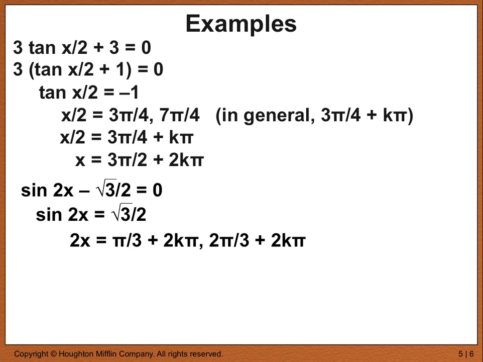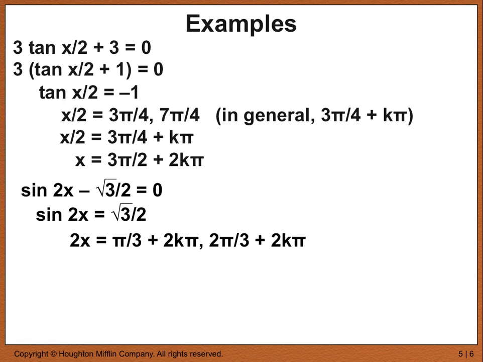2x equals pi over 3 plus 2k pi, or 2 pi over 3 plus 2k pi. You get that straight off your unit circle. If you look at pi over 3, you'll see that it has a y-coordinate of root 3 over 2. So the sine is root 3 over 2. If you look at 2 pi over 3, you will also see that the sine, or the y-coordinate, is root 3 over 2. And then the 2k pi makes it a general solution.